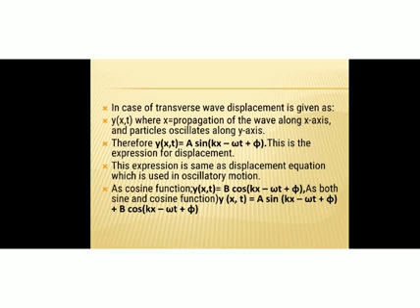Anyway, this is the expression for a progressive wave, a sin(kx minus omega t plus phi), where a is the amplitude of the wave, k is a constant called the wave number or propagation constant, omega is the angular frequency, and phi is the initial phase of the wave. We will discuss phase in our coming session. The terms in the bracket, kx minus omega t plus phi, together constitute the phase of the wave.